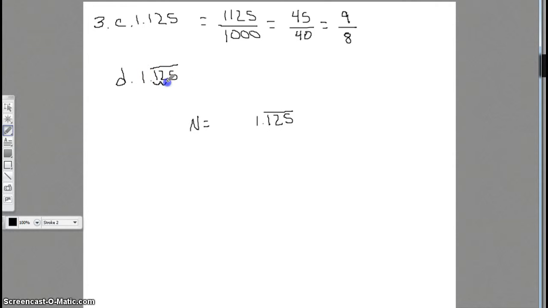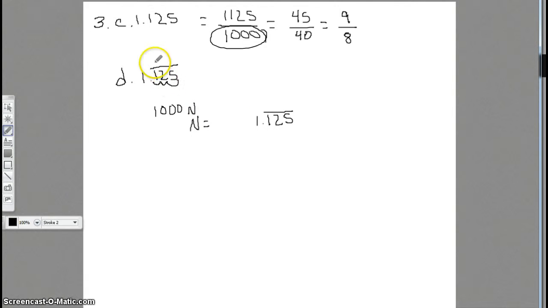Because I have 1, 2, 3 decimal places here underneath the bar, that means I need to multiply by a 1 with 1, 2, 3 zeros after it. So whatever you would put on the bottom of a fraction when you're working it this way, that's kind of what you're going to do here. Well, actually, that's not necessarily true. It's the part that's repeating that matters. So I'm going to multiply this by 1,000.